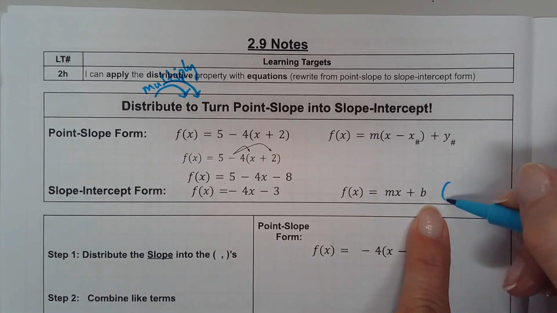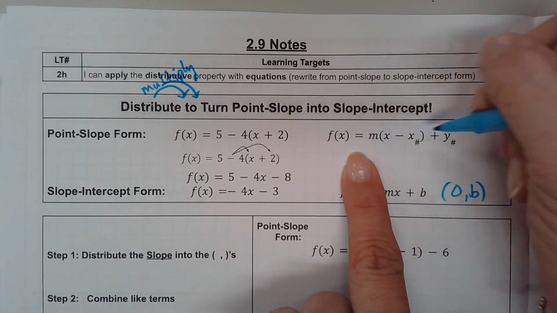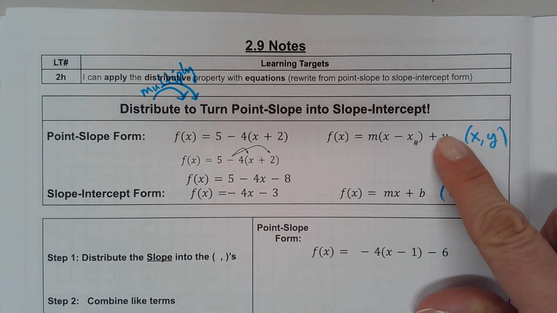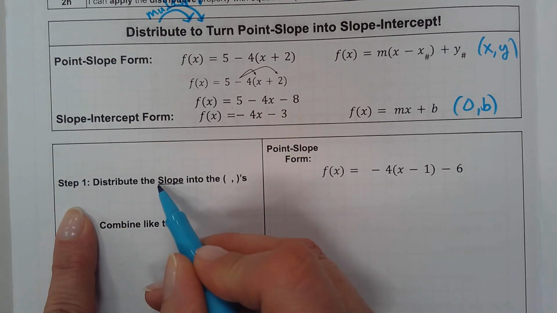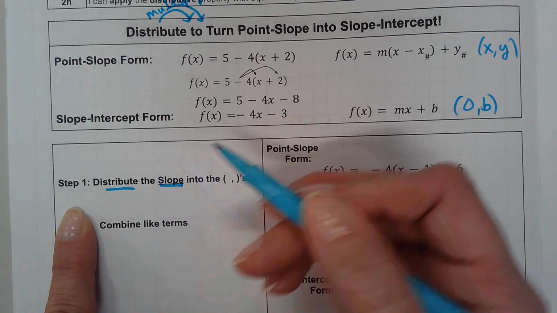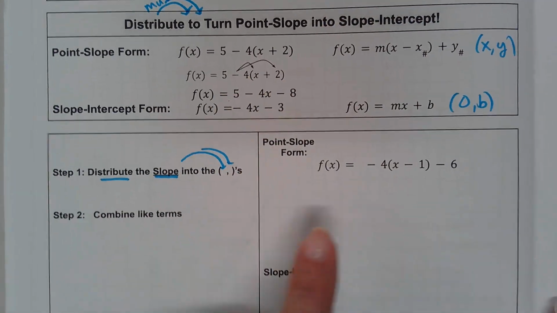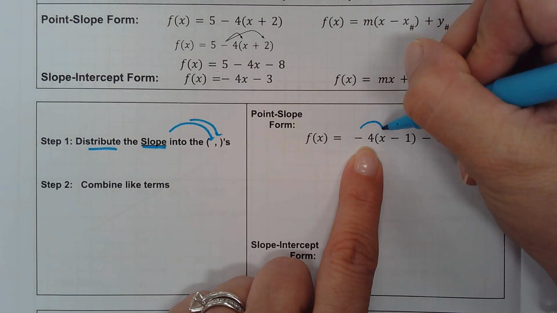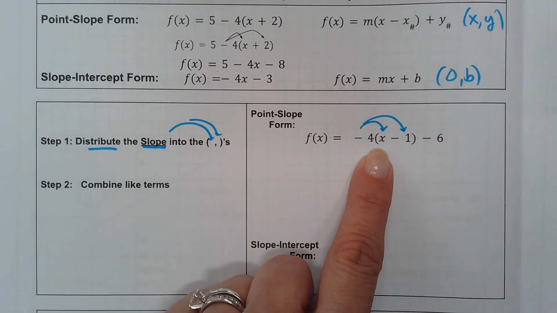So this form has 0, b, the y-intercept, but this form has an x comma y point instead. So here are the steps, okay? Step 1, you find the slope and then you distribute it into the parentheses. So our slope right here is -4. We are going to multiply it by x, and then we're going to multiply it here.